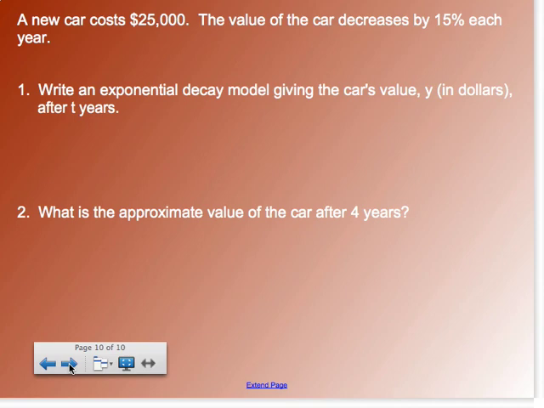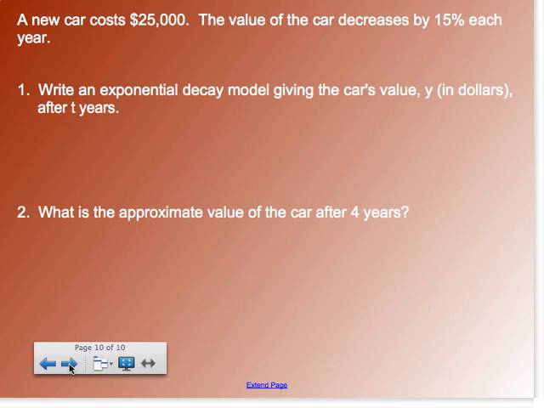So take a look at this one for example. A new car costs $25,000. The value of the car decreases by 15% each year. So every single year it loses 15% of the value that it had from the previous year. Number one says, I want to write an exponential decay model giving the car's value, which is y, in dollars after t years.